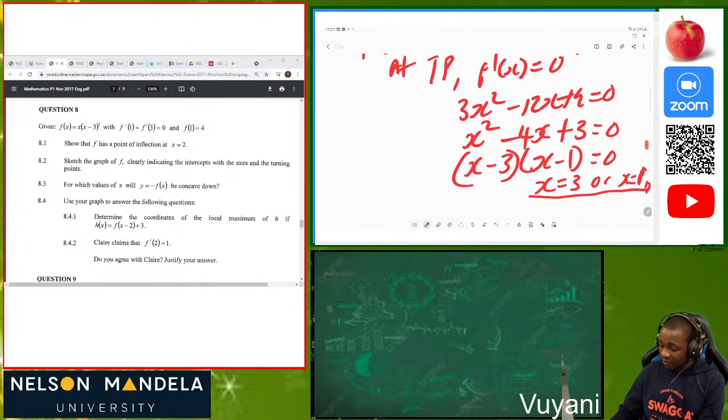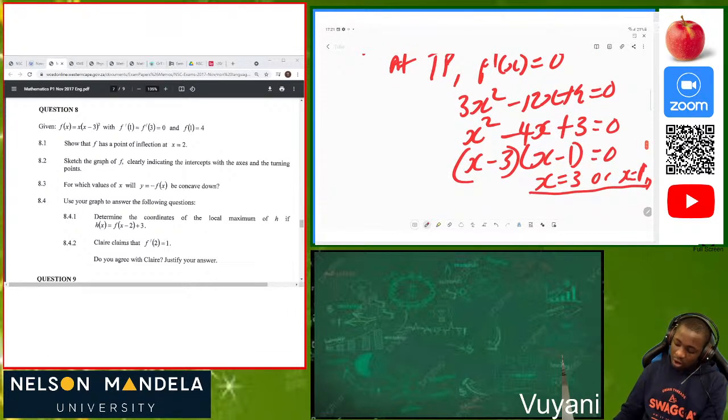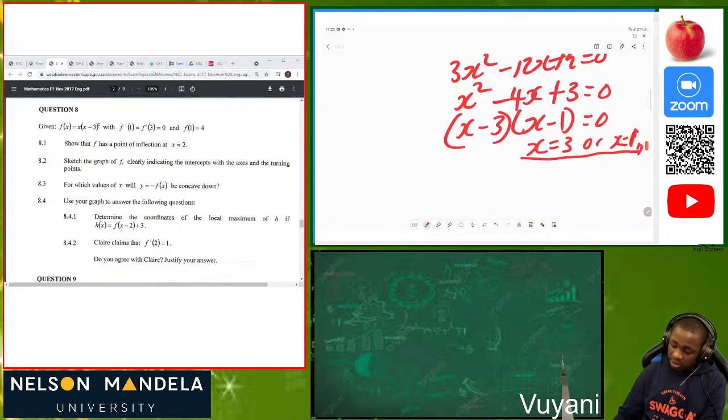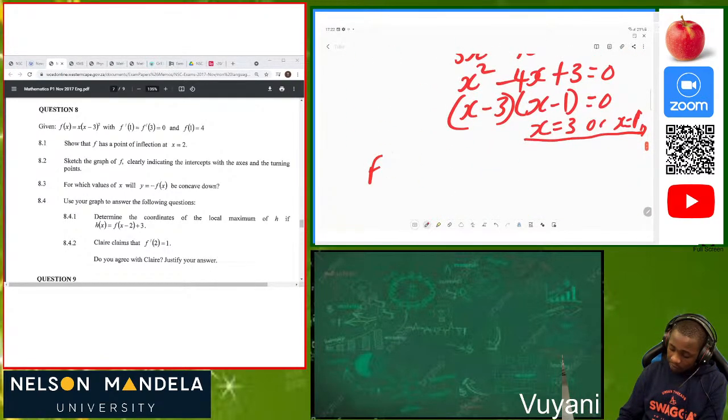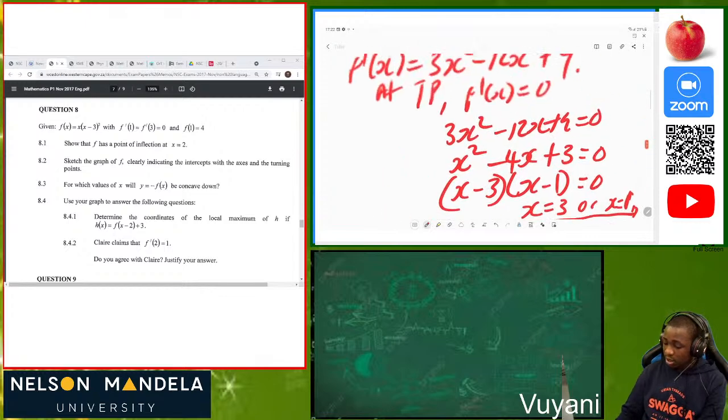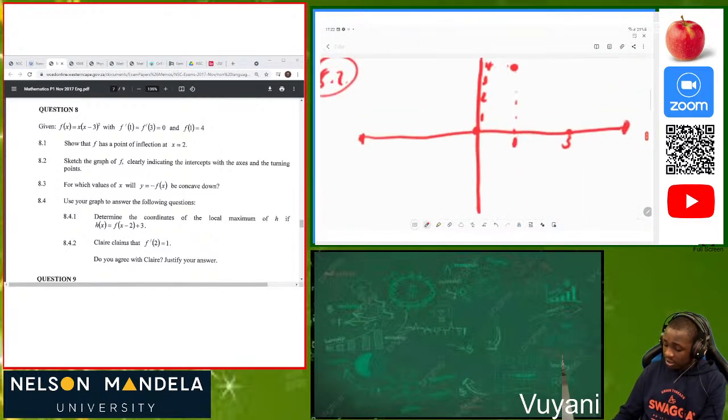So we also have to have the y values of these points. How do we do that? We substitute these values into the original equation. So f of 3 will be equal to 3 times (3 minus 3) all squared, which is equivalent to 0. So we have the turning point, which is (3, 0). So we already know that on our function we have a turning point here.